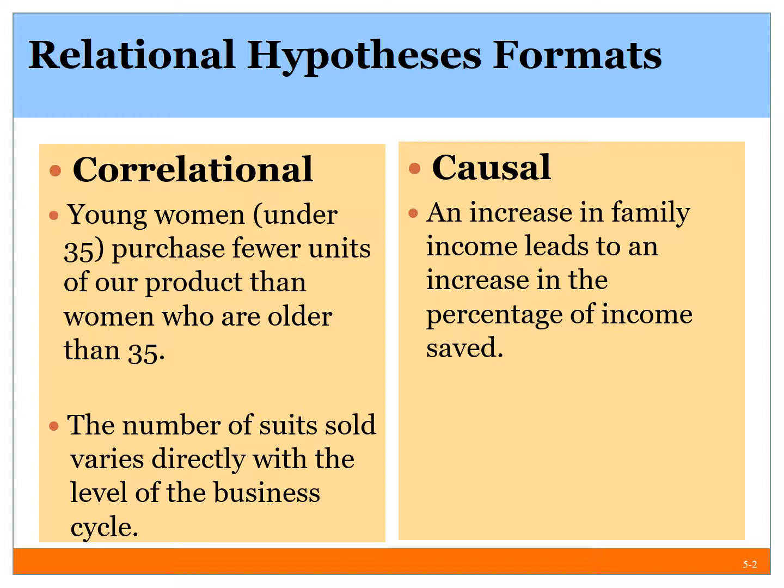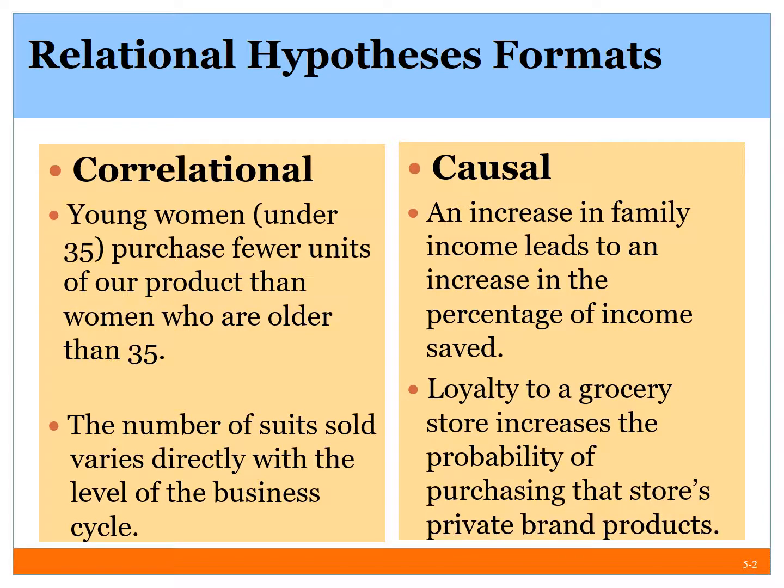So, for example, if we had data that showed that an increase in family income leads to the increase in the percentage of income saved, that would be more of a causal relationship. There's more disposable income, right? So they can save more. Loyalty to a grocery store increases the probability of purchasing that store's private brands. That's a causal relationship.